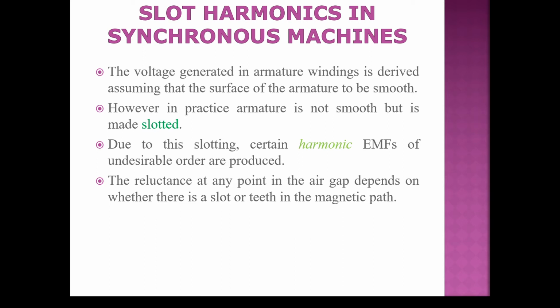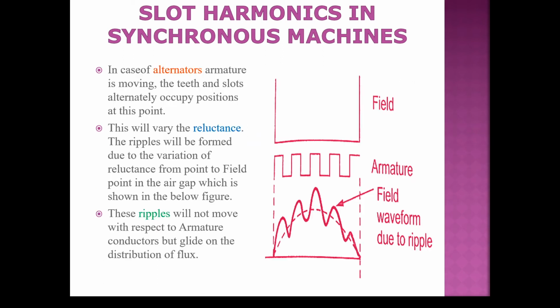So reluctance at any point in the air gap will depend on whether there is a slot or teeth in the magnetic path. Already in the construction of alternator, we have seen that the armature is a slotted one. Inside the slots, conductors will be placed. Because of this slotting, certain harmonic EMFs will be produced, which are undesirable. And the reluctance at any point in the air gap will depend on whether there is a tooth or slot in the magnetic path.